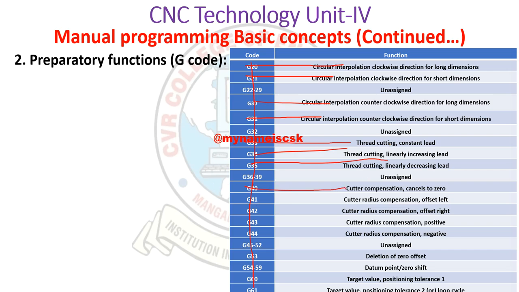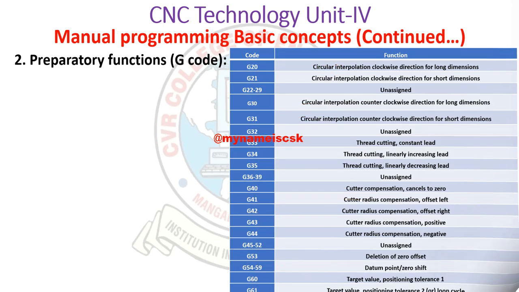Next, G40 cutter compensation will be 0. Cutter compensation, everything will be learned in the next topics. G41 cutter radius compensation offset to the left side. The radius compensation should be on the left side. G42 radius compensation is on the right side. G43 radius compensation is positive. G44 radius compensation is negative. Like G53 deletion of zero offset. If you have created a zero offset, it will be deleted. For G54 to G59, we can fix our datum point or create a zero shift point. G60 we have to make the target value position tolerance as 0, and G61 target value or loop cycle we can create by using G61.